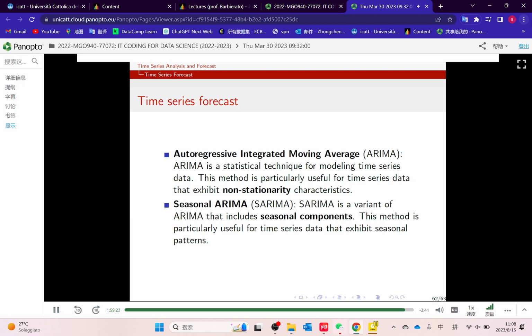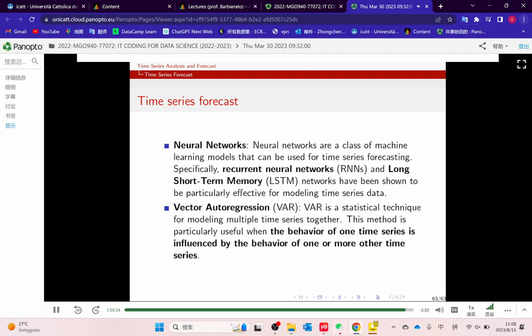The SARIMA model is just a variation of the ARIMA because it takes into account the seasonality. You might have a seasonality, you might not have it. And getting more and more sophisticated, the neural networks. Which kind of neural networks?